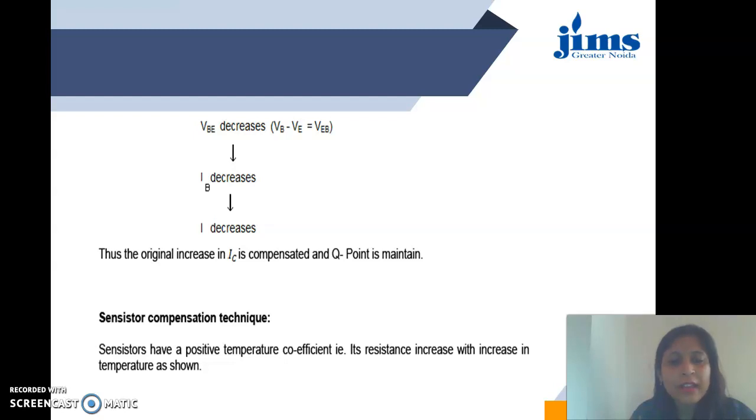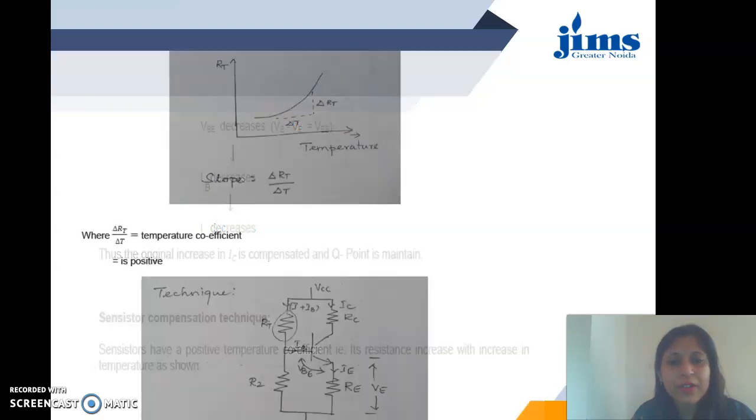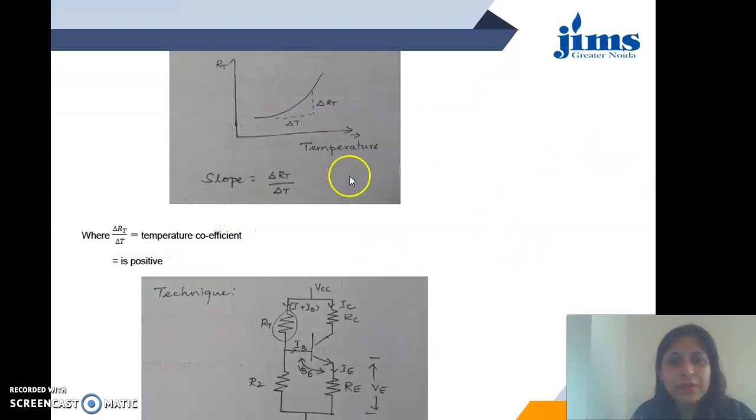Sensistors is another approach of using compensation, where the sensistors have a positive temperature coefficient of resistance. That means as the temperature increases, the resistance also increases. So change in RT with respect to change in temperature is positive. So delta RT upon delta T is positive. So it has PTC, positive temperature coefficient of resistance.